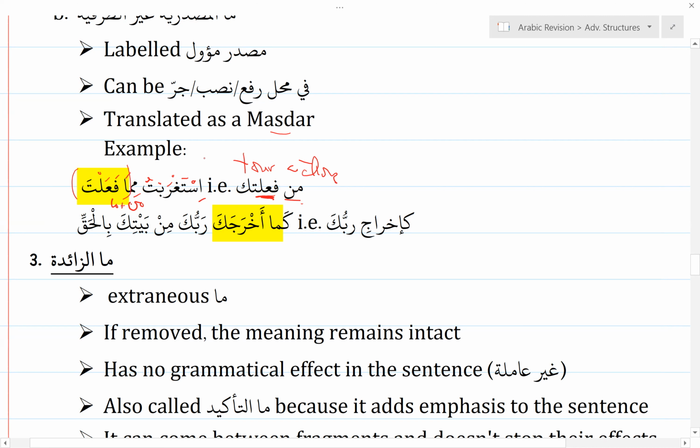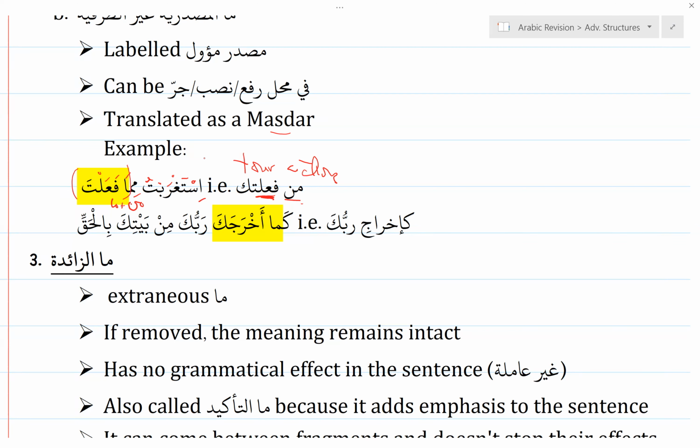You would see this actually in translations. Some of the translators, they would do this. They won't translate this as a ma mawsula, they would actually translate this as a masdar. So instead of saying "I was perplexed with what you did," they will say "I was perplexed with your doings, your actions," as a masdar.